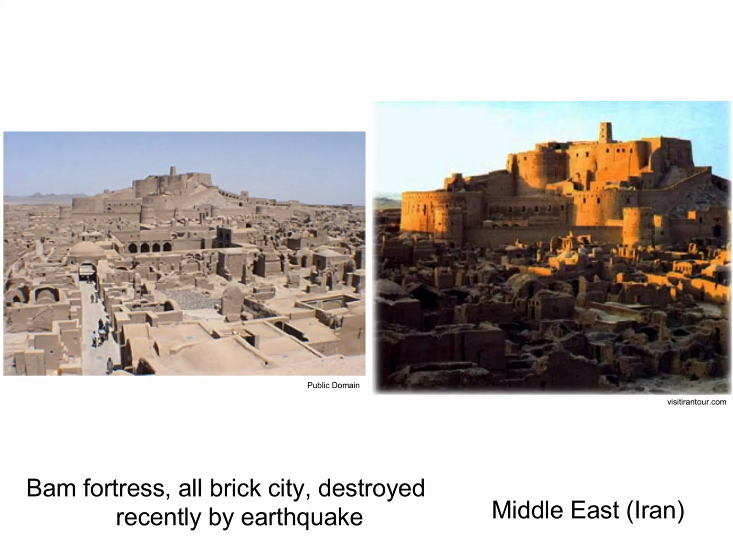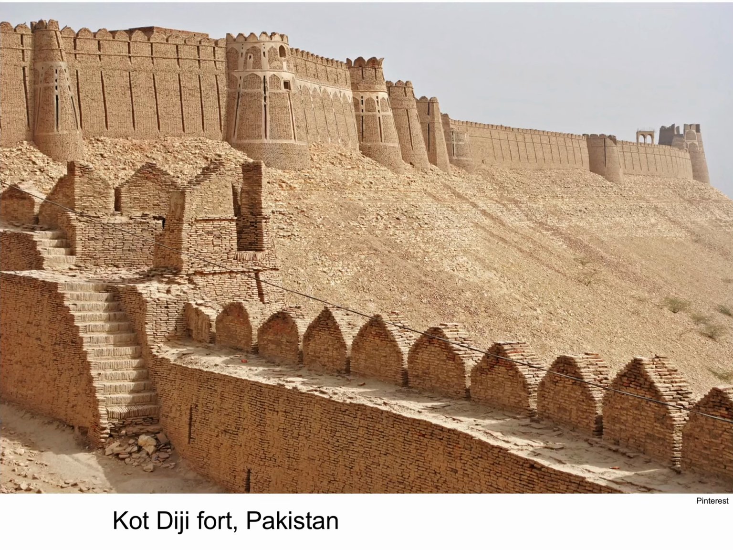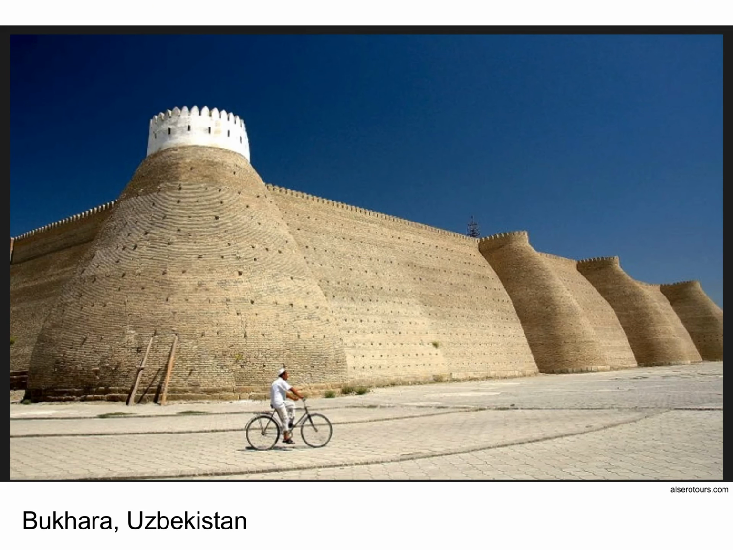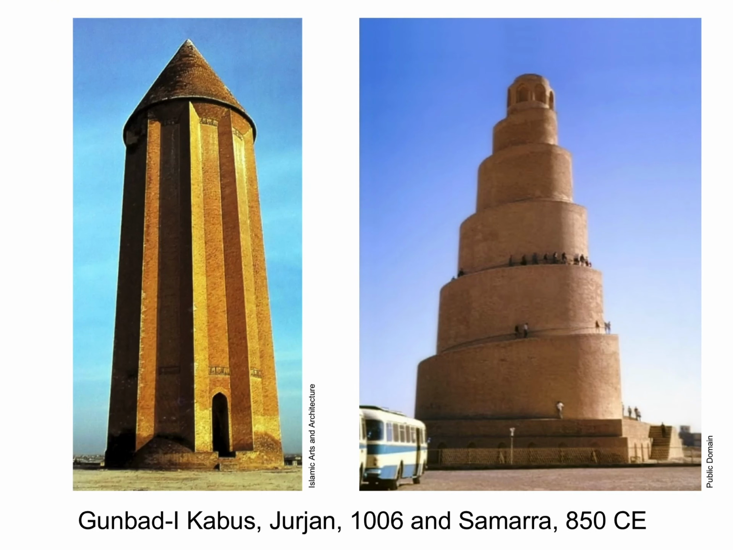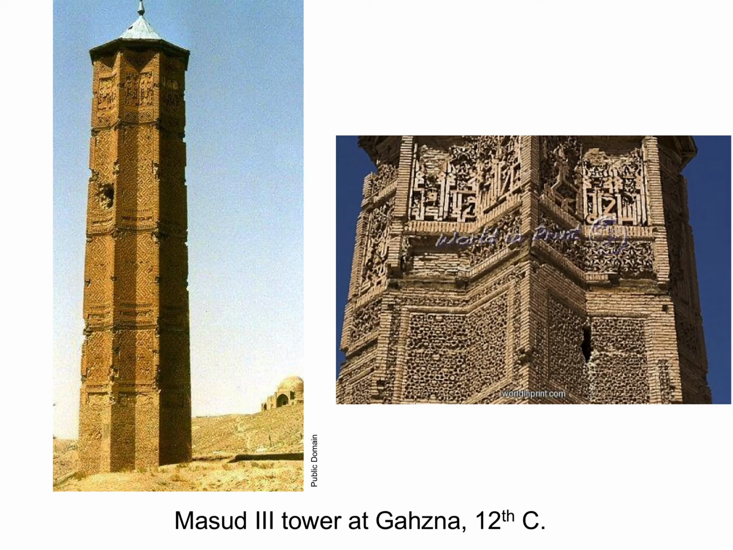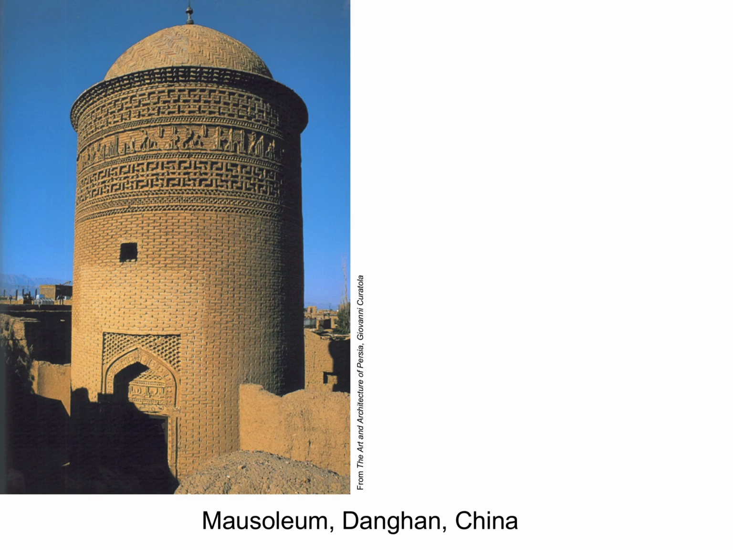The Bam Fortress, also in Iran, was recently destroyed by an earthquake. Those are more ancient photographs. Forts in Pakistan, in Uzbekistan, towers of all kinds built all over the Islamic world in many places, still extant today. Some of those structures are hundreds, if not close to thousands of years old. This is one in Ghazna from the 12th century, incorporating beautiful calligraphy and decoration. A mausoleum in Dangan, China, made out of bricks.